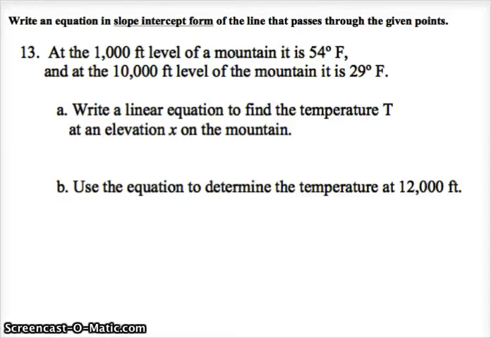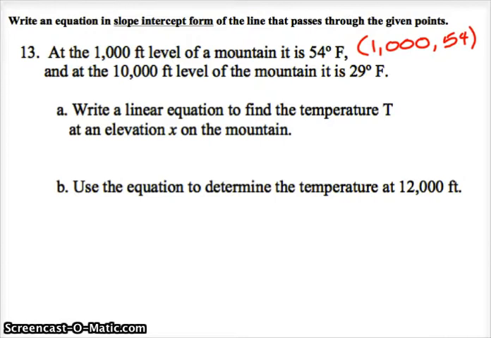Question 13 says to write an equation in slope-intercept form of a line that passes through our given points. In this case, we have to find our points first. Question 13 says at the 1,000 foot level of a mountain, it is 54 degrees Fahrenheit. That's one of our points, right here. At 1,000 feet, our temperature is 54 degrees.